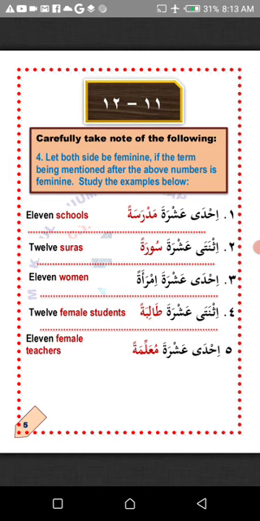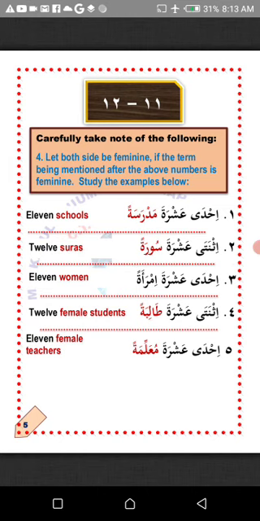Wahid number 1. Ihda ashrata madrasa, 11 schools. Ihda ashra, not ahada ashara. Ahada is mudhakkar, while ihda is mu'annath. I hope you understand. MashaAllah.